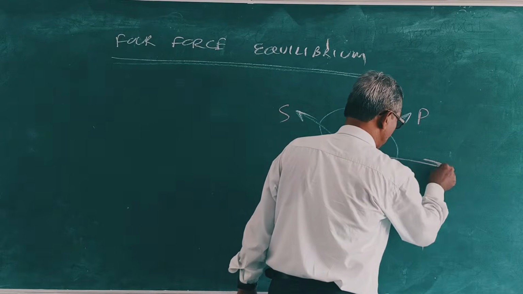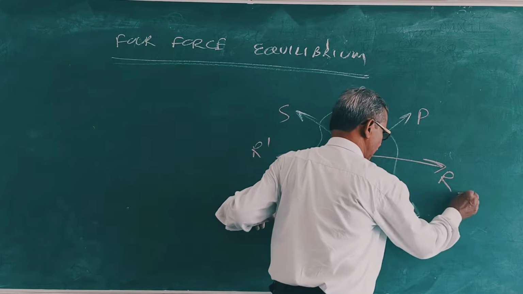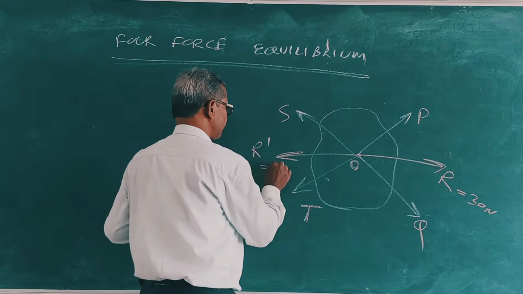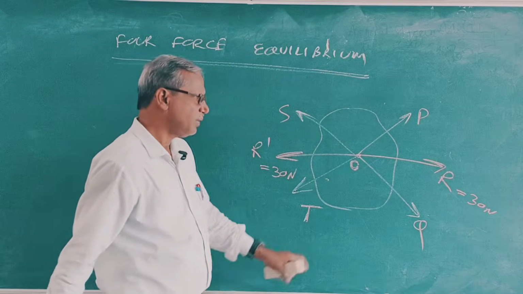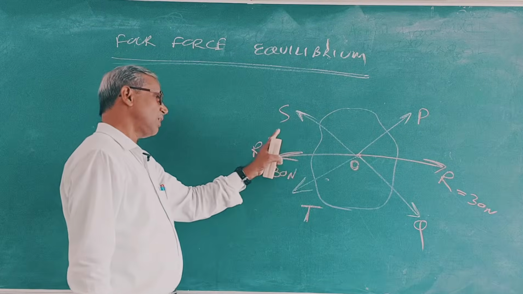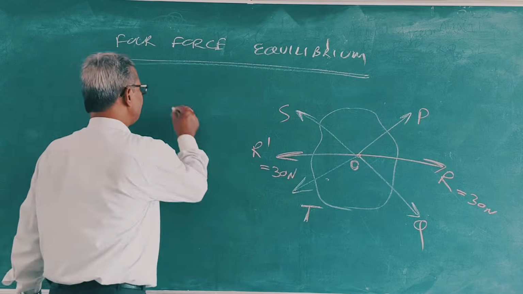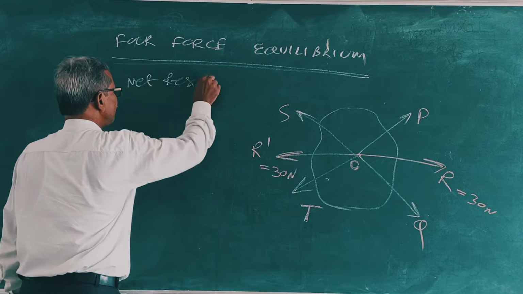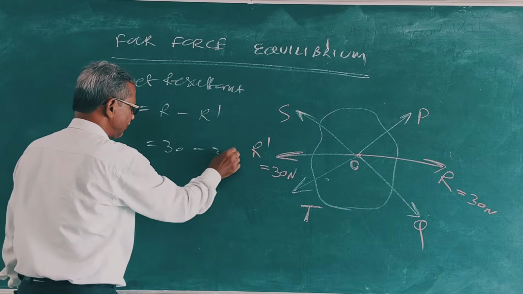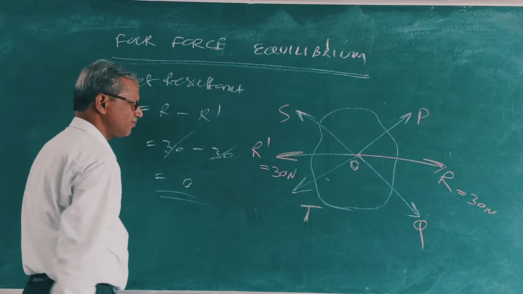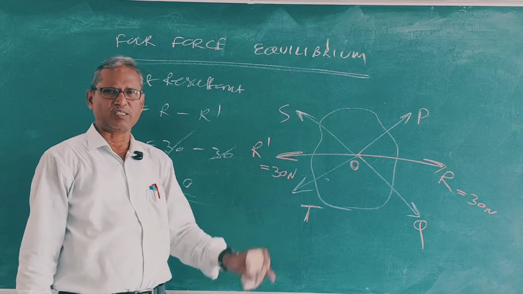So the resultant of P and Q is equal to R and the resultant of S and T is equal to R dash. Clear? Suppose this is 30 Newton, this is 30 Newton. The resultant of P and Q is equal to 30 Newton. The resultant of S and T is 30 Newton. Then what is the net resultant? R minus R dash. 30 minus 30, 0. Clear? Now net result is 0. Then the body is said to be in equilibrium condition. Okay.